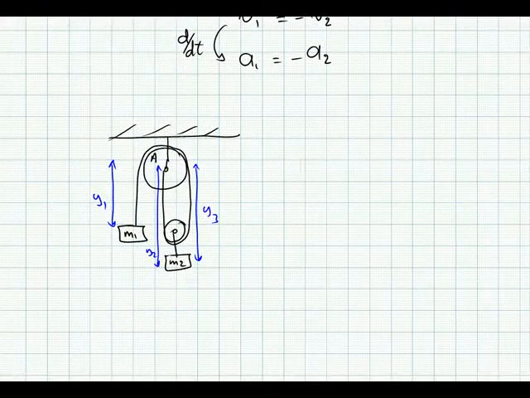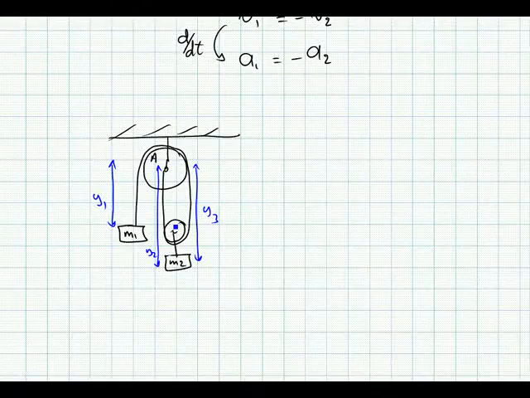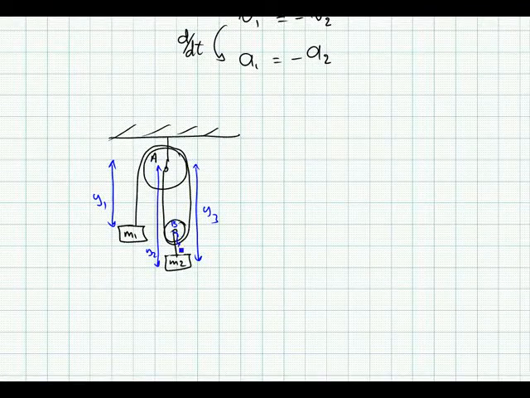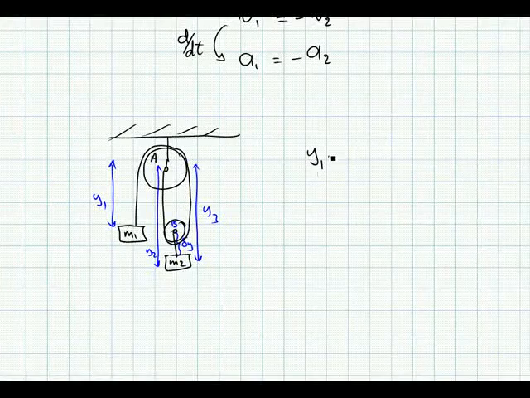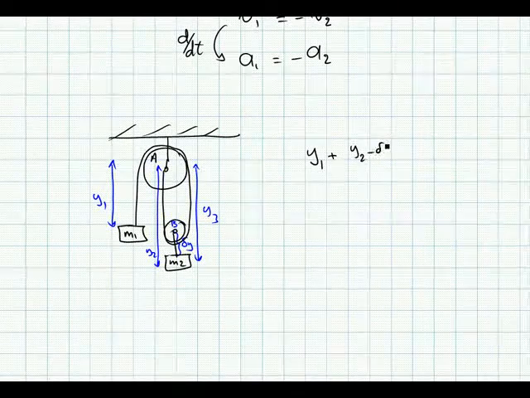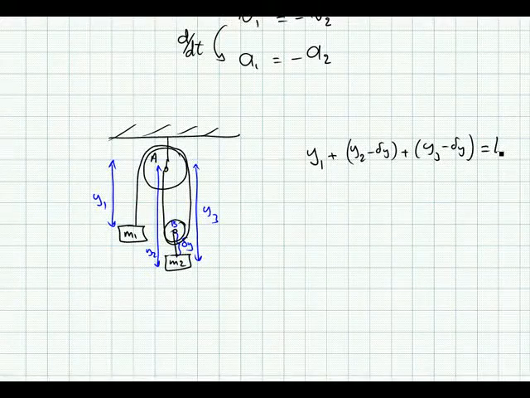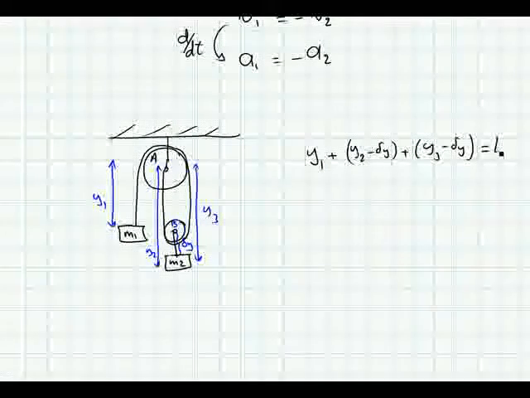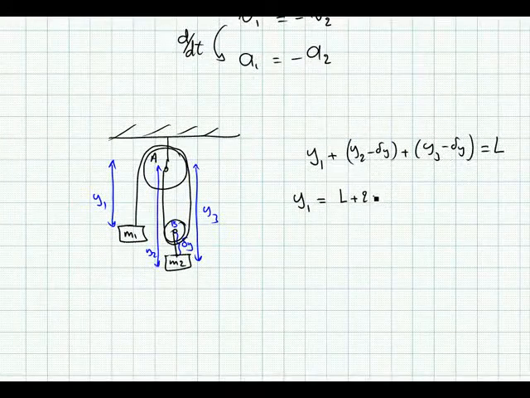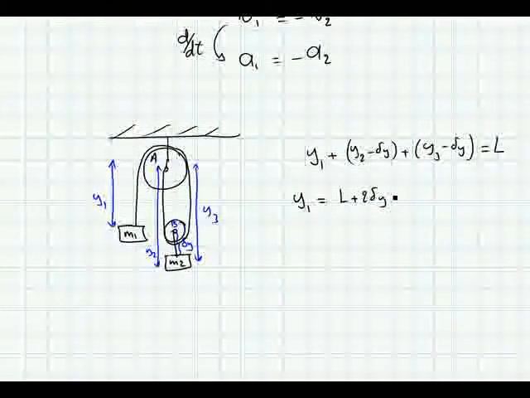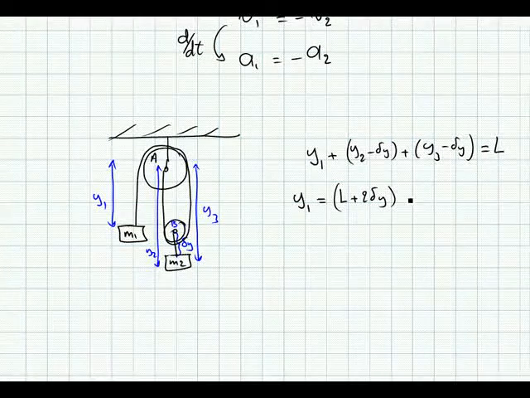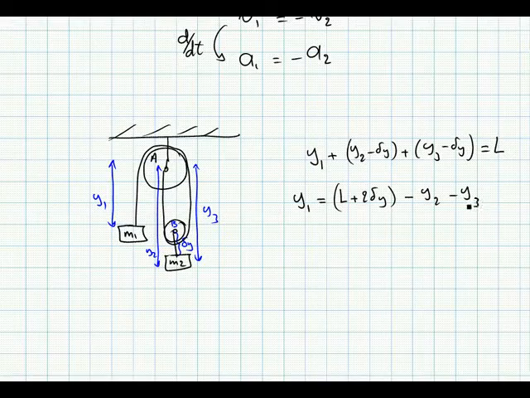By the way, the distance from pulley B, this little distance here, let's just call it delta y. It's just a fixed length of the hook from the pulley to the mass. Now you see that y1 plus y2 minus delta y plus y3 minus delta y must equal the total length of the rope, because it's one continuous rope that we have. So y1 is equal to L plus 2 delta y, taking 2 delta y to the other side, minus y2 minus y3.